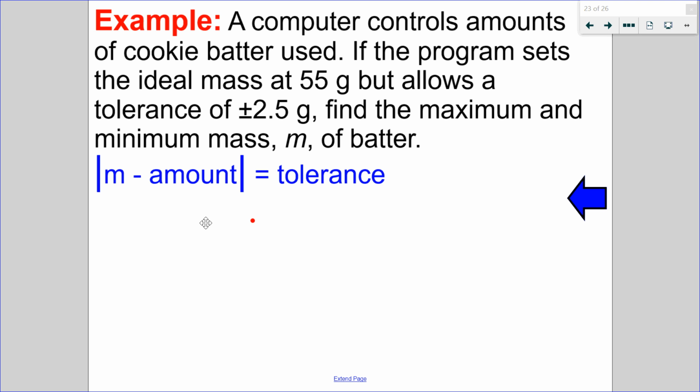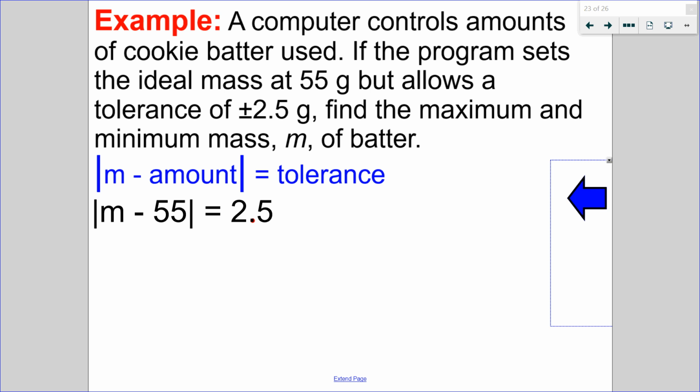So what we're going to do is m, the mass, minus the amount equals the tolerance. So here's what my equation is going to look like. The amount is supposed to be 55 grams. The tolerance is 2.5, plus or minus because it's on either side. So here's my equation: the absolute value of m minus 55 equals 2.5.